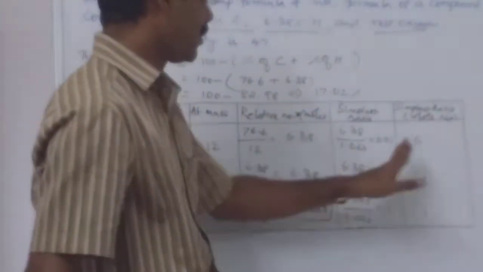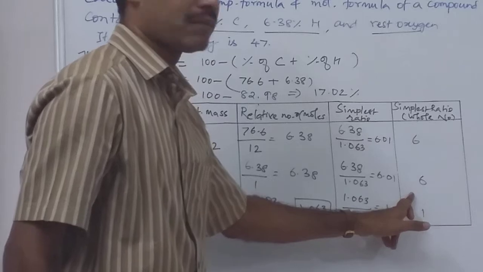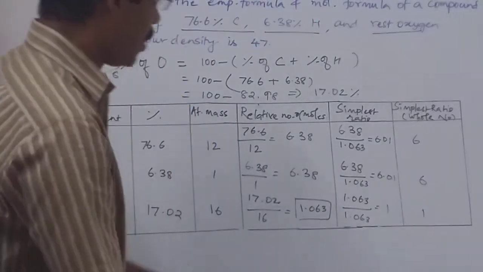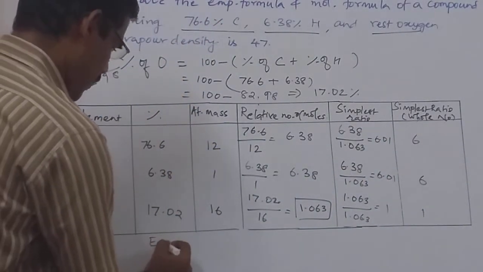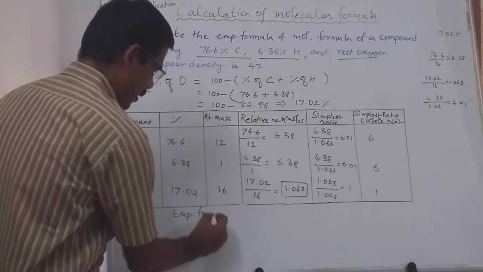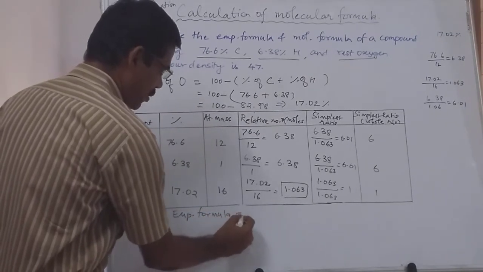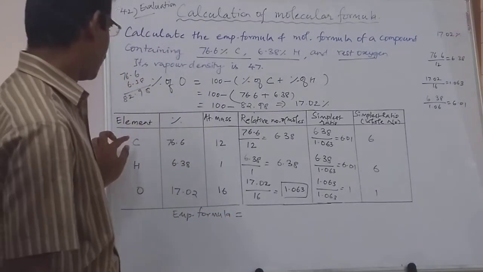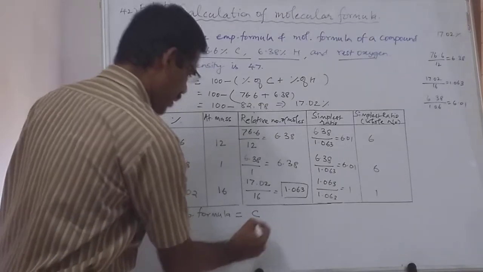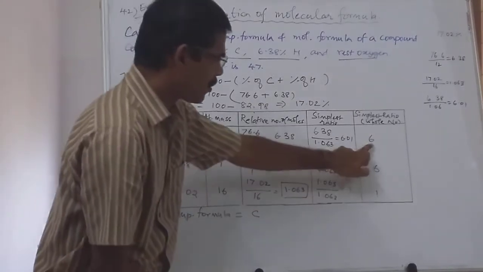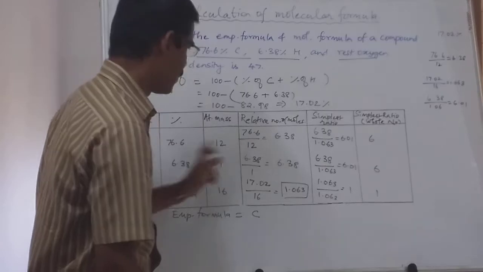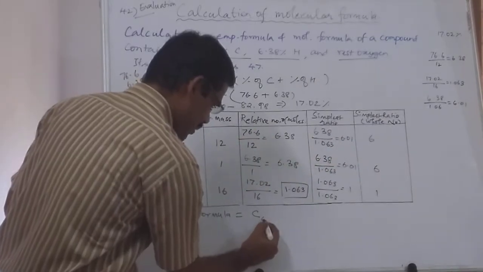In a way, this is the whole number. Okay, wow. So now, how to write the empirical formula? We have learned already that we should write the element symbol, and as a subscript, we have to write this number 6. So C is 6. We write it in the subscript.